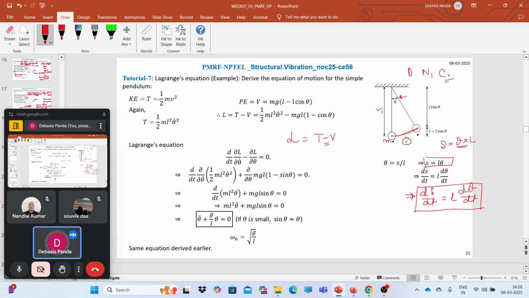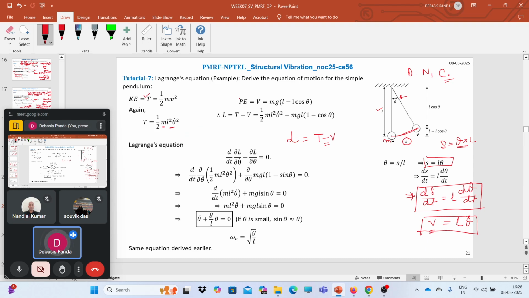So first we need to find the kinetic energy of this pendulum. Kinetic energy T is nothing but half m V square. Here we have seen the value of V: V is nothing but L d theta by dt, that means L theta dot. So T is half m L square theta dot square, because V square will be L square theta dot square.